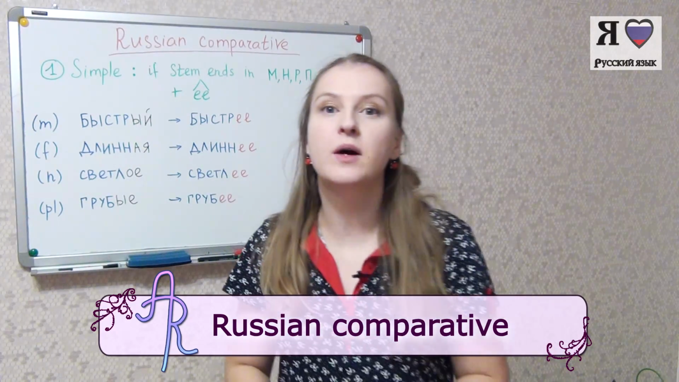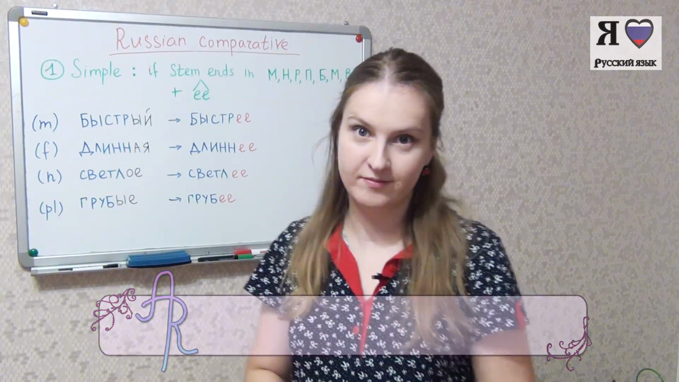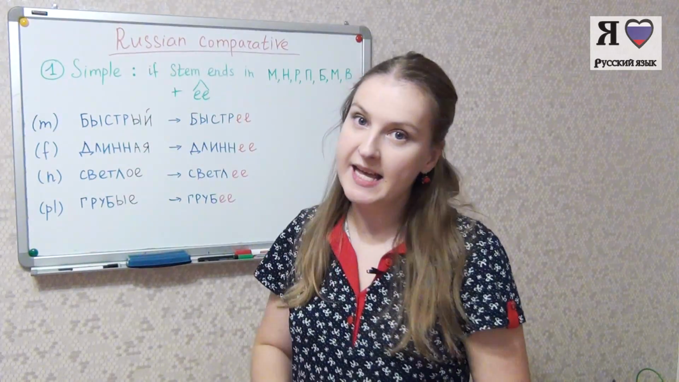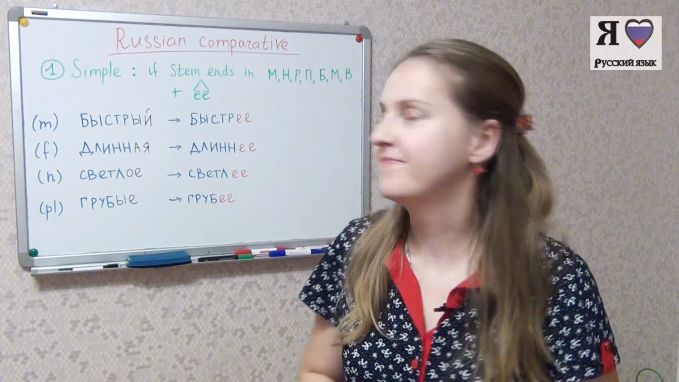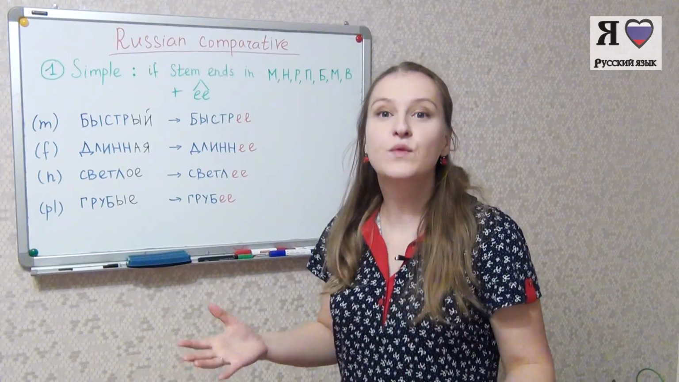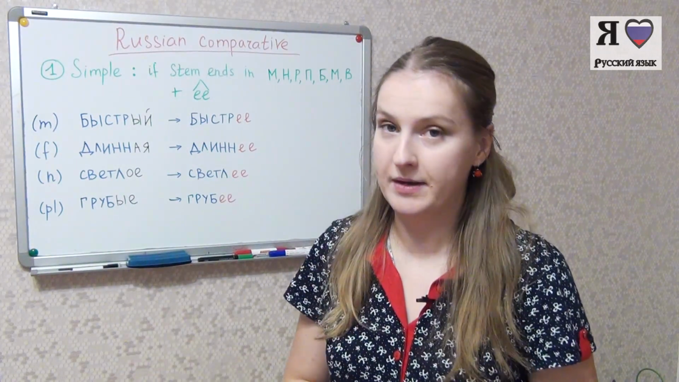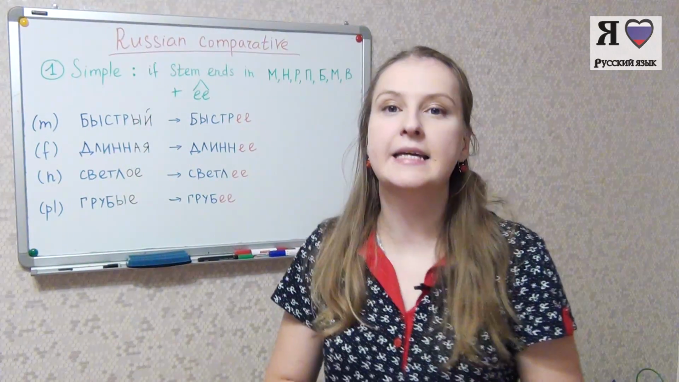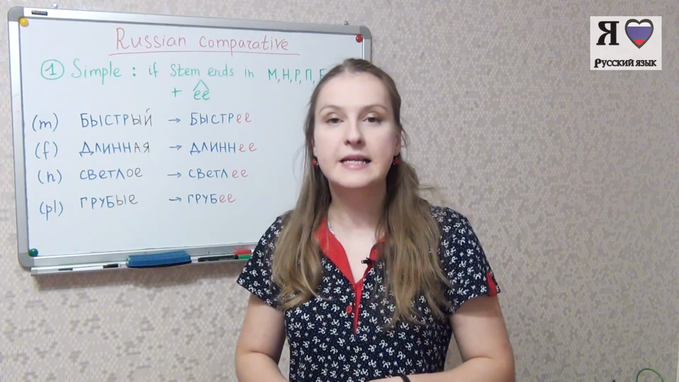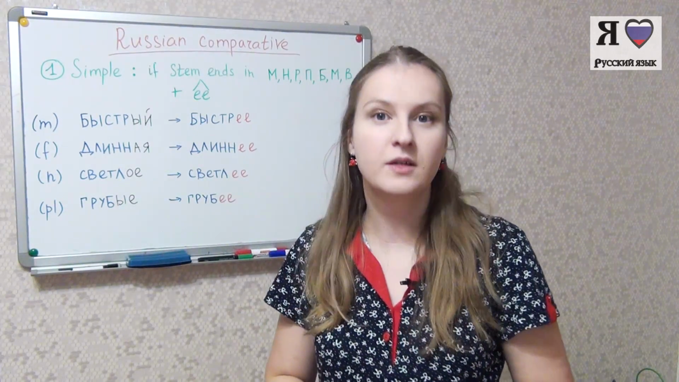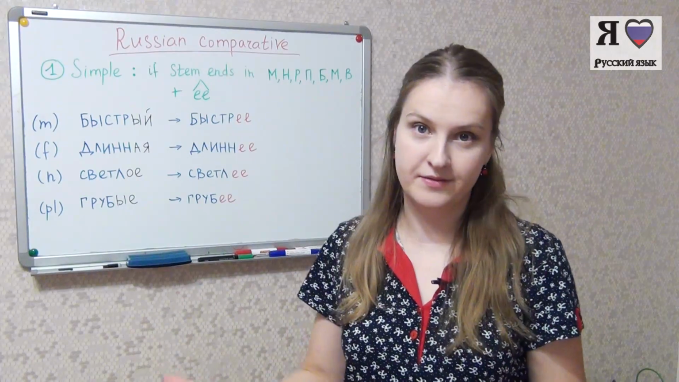Today we will talk about Russian comparative. Сравнительная степень. There are two forms of Russian comparative: simple forms and compound forms. First, let's talk about the simple form, the simple comparative.